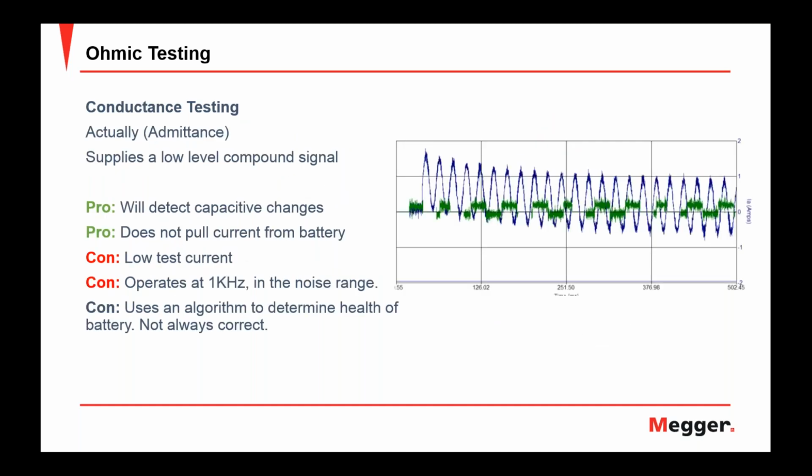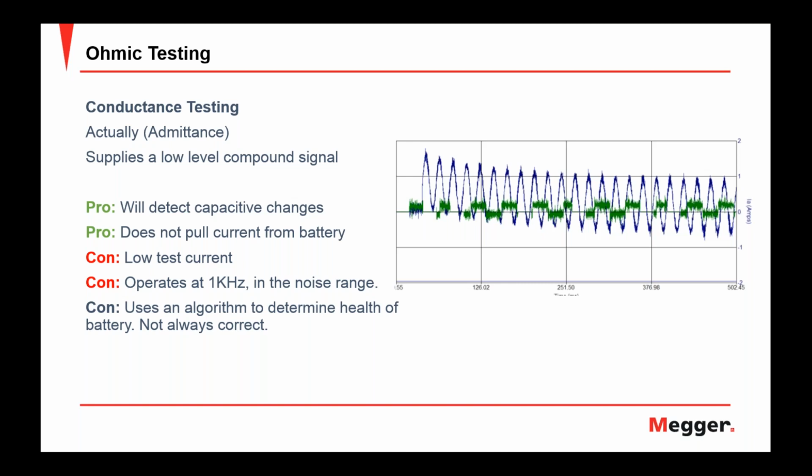Conductance testing. Now, conductance is actually the reciprocal of resistance. However, what these manufacturers are actually doing is admittance. They're doing the reciprocal of impedance. So basically taking an impedance value and dividing it into 1. Now, the pro is that it will detect capacitive changes in the battery, and it doesn't pull current from the battery, it injects current through the battery.